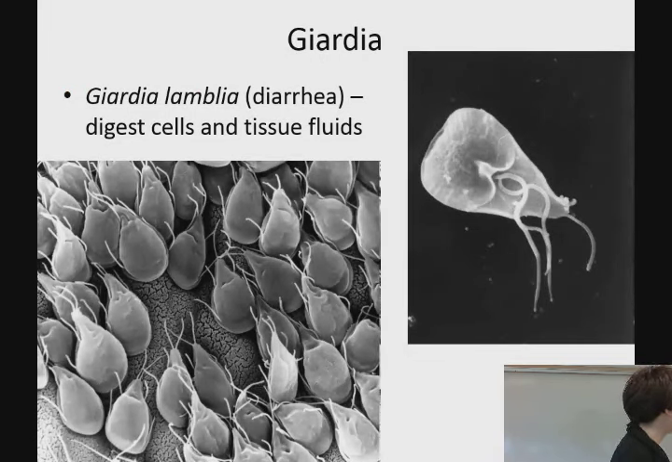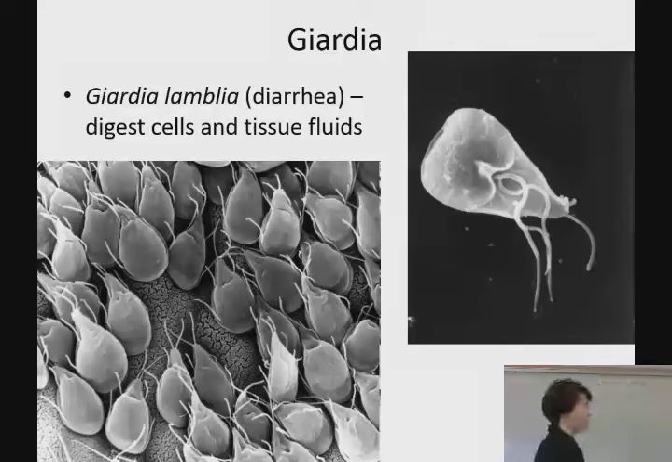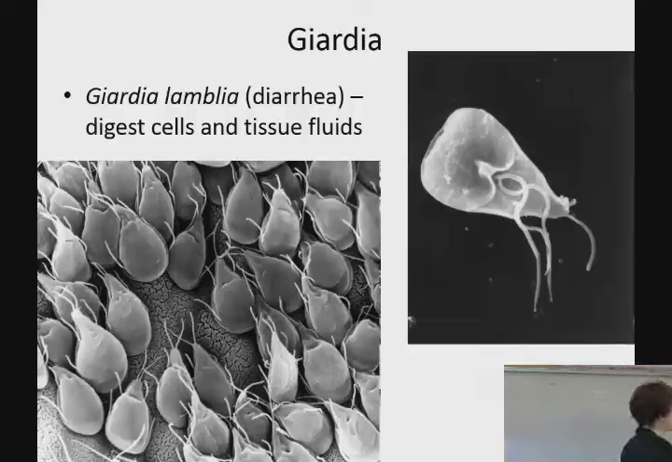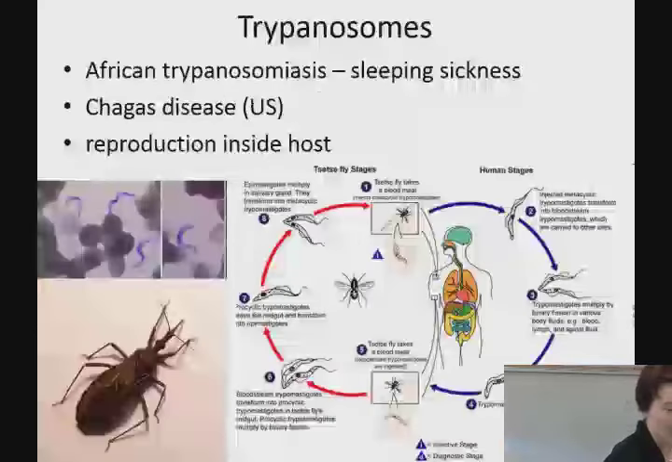Giardia, some of you maybe if you go camping, you'll be aware that you shouldn't drink untreated water because of this organism, Giardia lamblia, which is a single-celled eukaryote, looks like this. And basically, the symptom is diarrhea, and it digests both the cells and tissue fluids, and so causes damage directly and also indirectly.